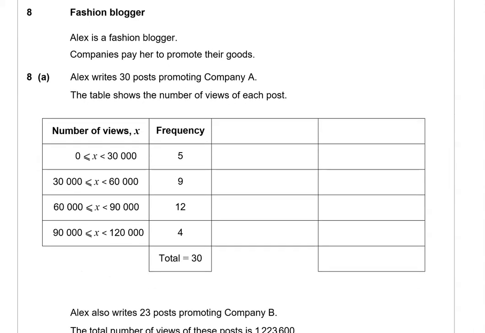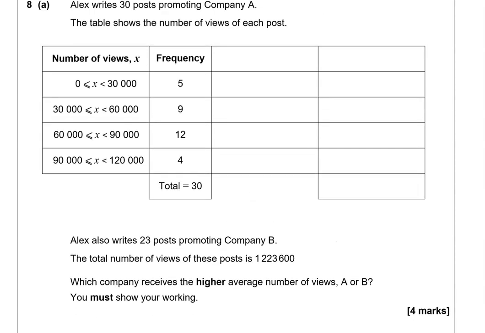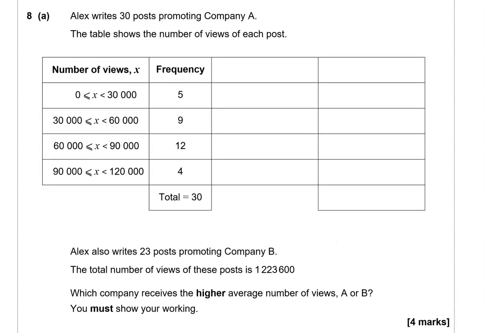Question 8. Fashion blogger. Alex is a fashion blogger. Companies pay her to promote their goods. Alex writes 30 posts promoting company A. The table shows the number of views of each post. So we've got from 0 to 30,000, that is a frequency of 5. 30 to 60,000, that is 9. 60 to 90,000, 12. 90 to 120,000, that is 4.